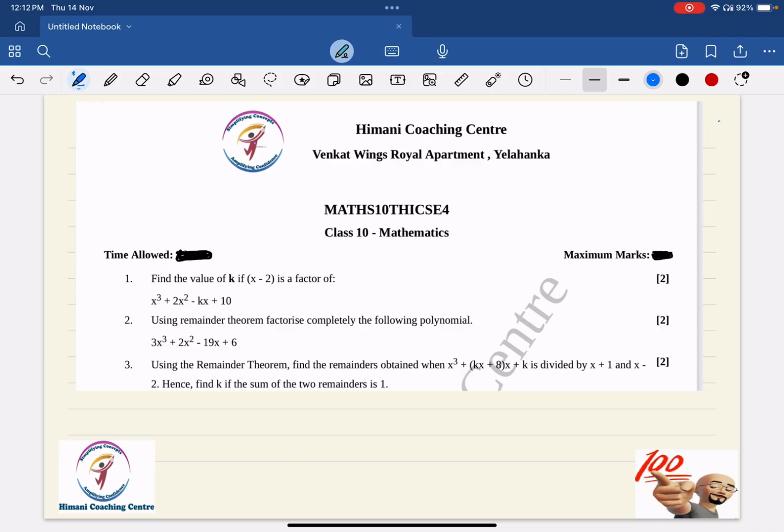So let us get into the first question, which says find the value of k if x minus 2 is a factor of x cube plus 2x square minus kx plus 10.